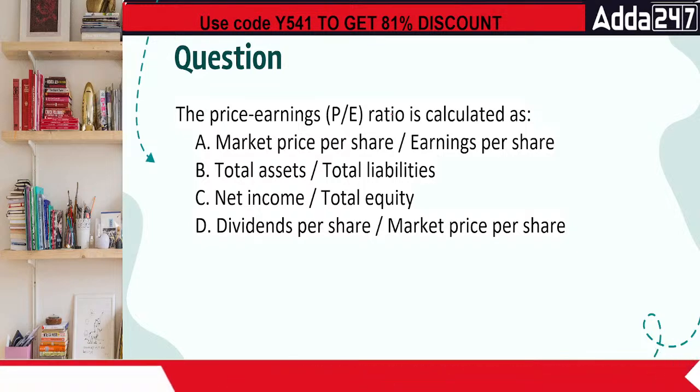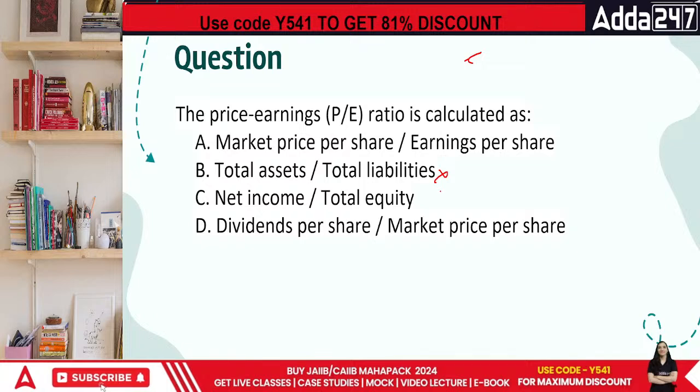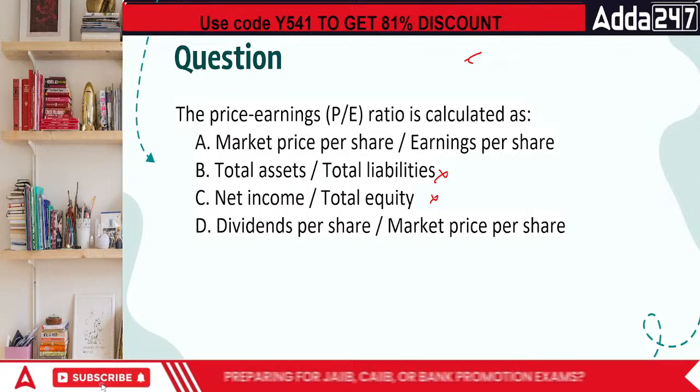PE ratio is basically market price divided by earning per share, total assets upon total liabilities. This is absolutely wrong. Net income divided by total equity. Nahi. This is also another point. Dividend per share and market price. DPS upon MPS talks about the dividend payout ratio.